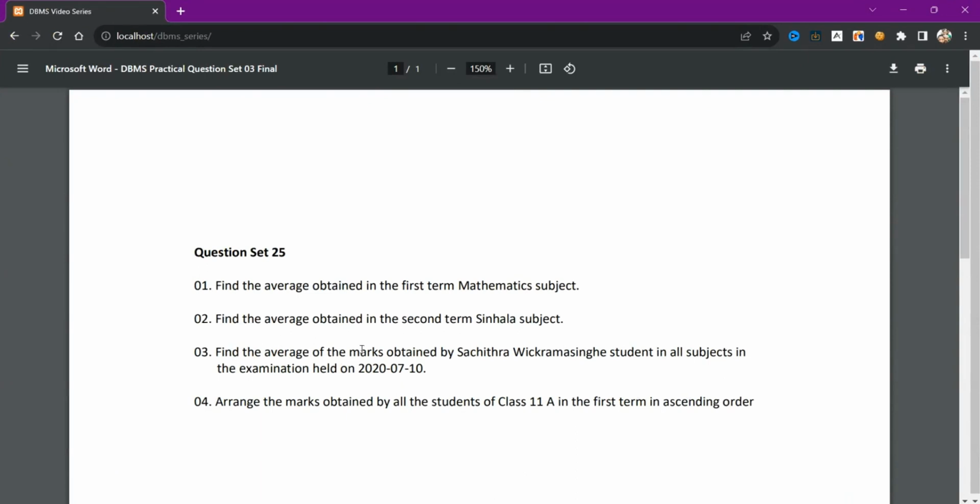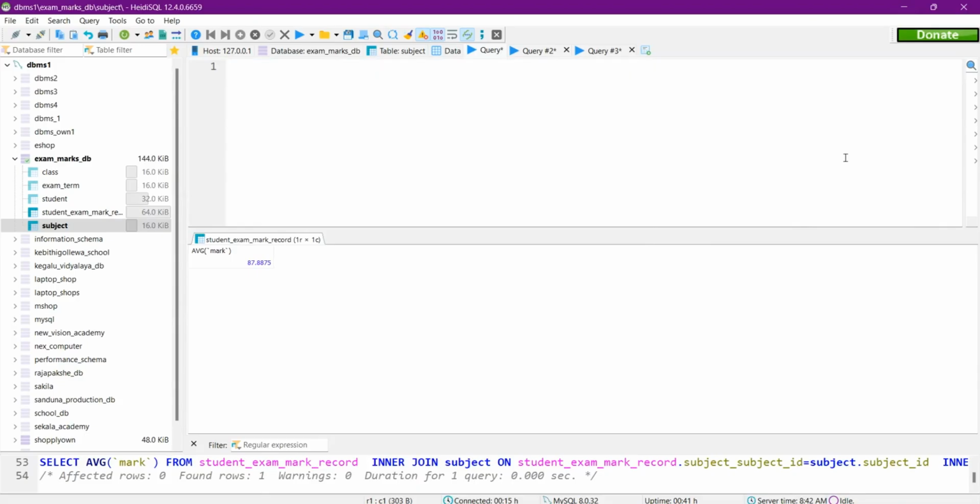Find the average of the marks obtained by Sachitra Vikramasinghe student in all subjects in the examination held on 2020 710. So they have told us to find out the average mark of all the subjects Sachitra Vikramasinghe sat in the examination which was held on 2020 710. First of all, I'm going to write the query for the third question.